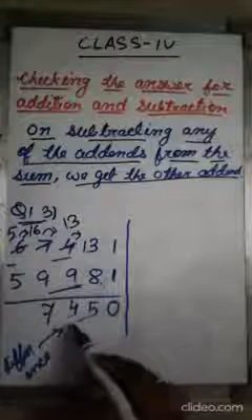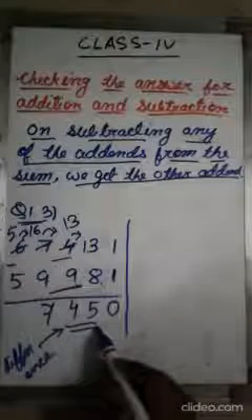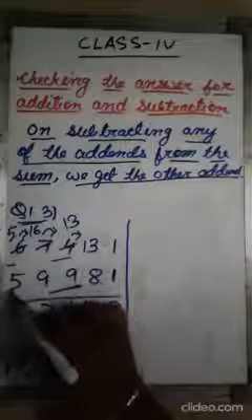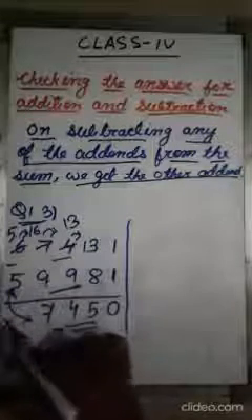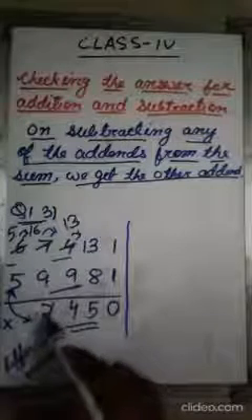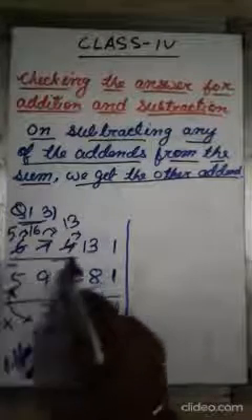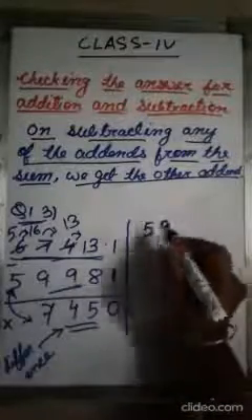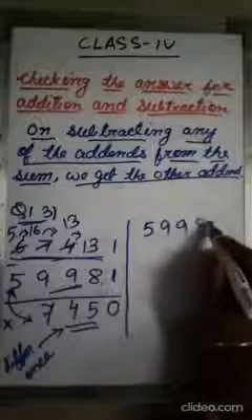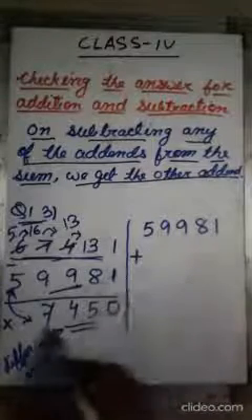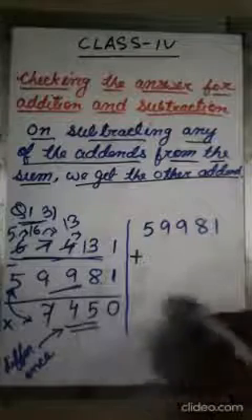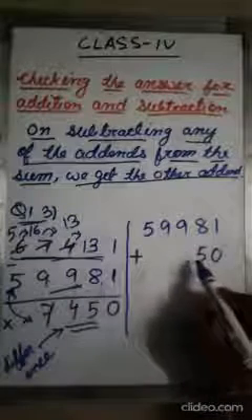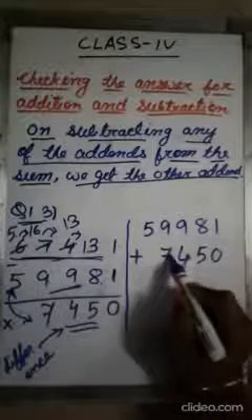Now we have to check if our answer is correct or not. What do we have to do? We have to add these two numbers and check if this sum is equal to this number or not. Let us see. 59,981 plus this number, I shall write it from the back side, 0, 5, 4, 7.